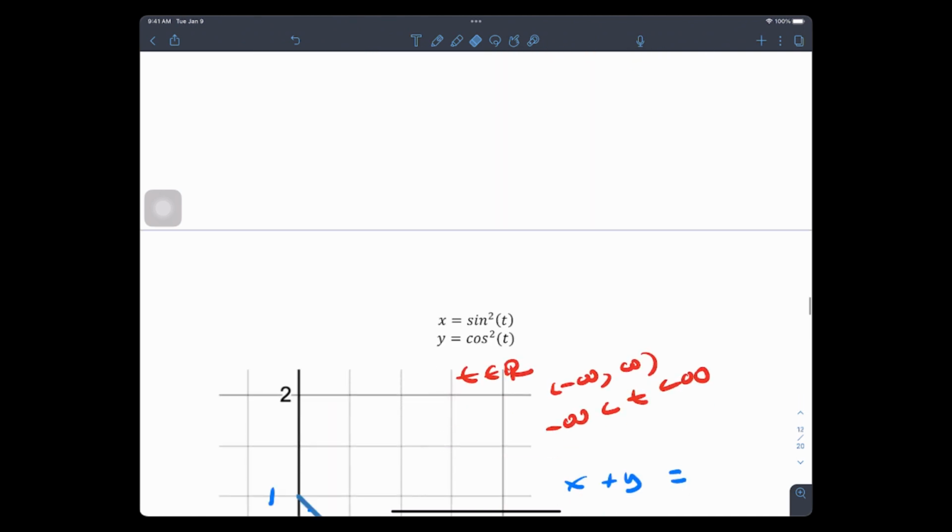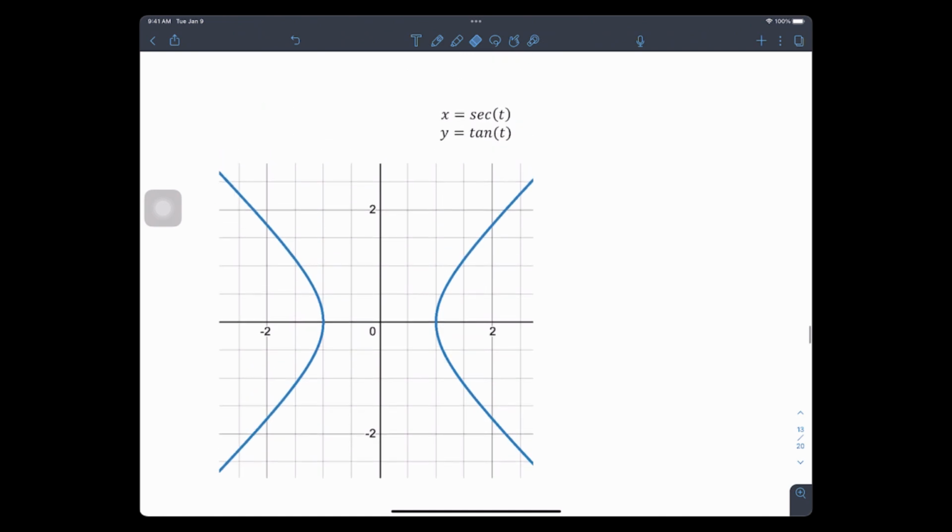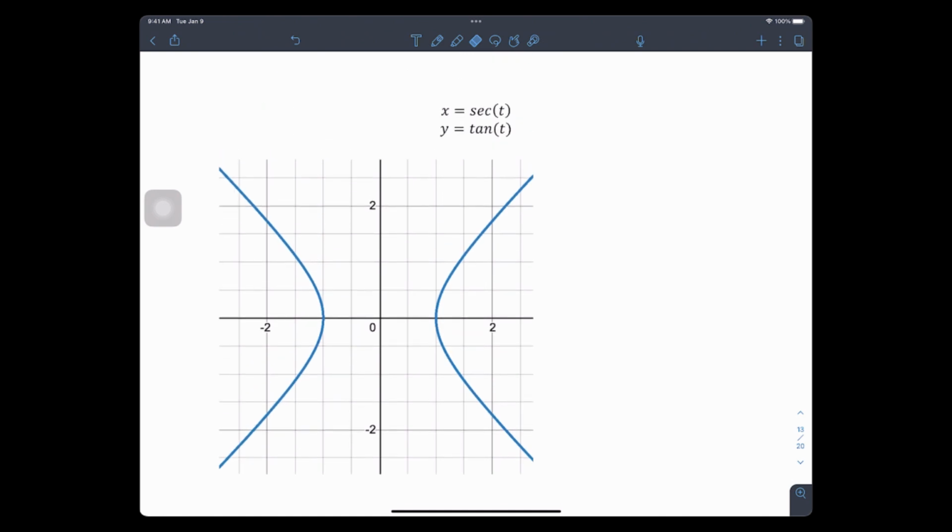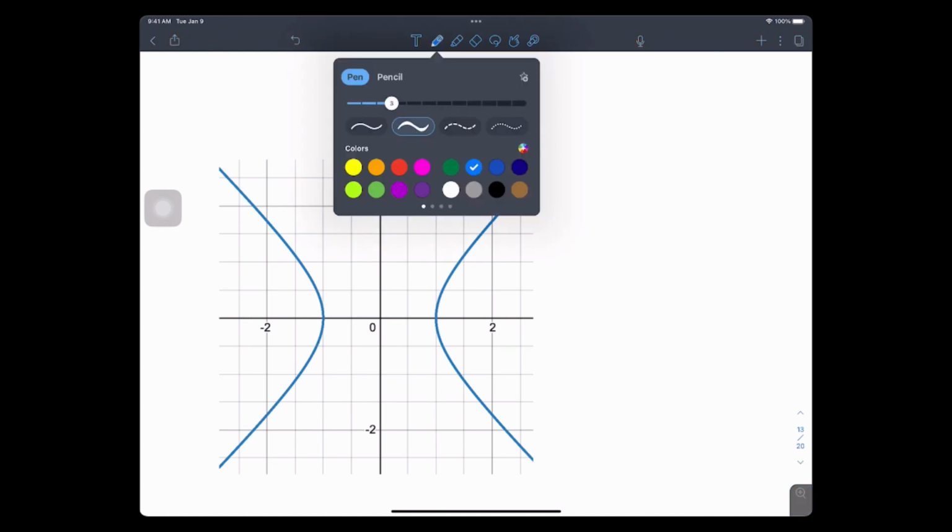And anyway, and then what is this? You go, oh my God, Mr. Judge, what is that curve? X is secant, y is tangent. What does that look like to you guys? T is any real number, by the way.